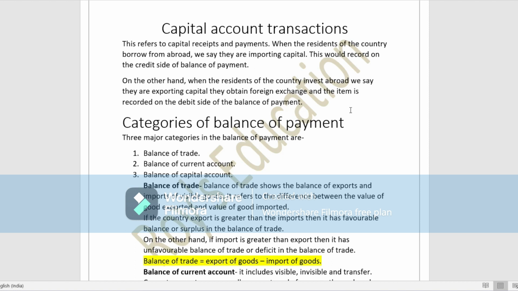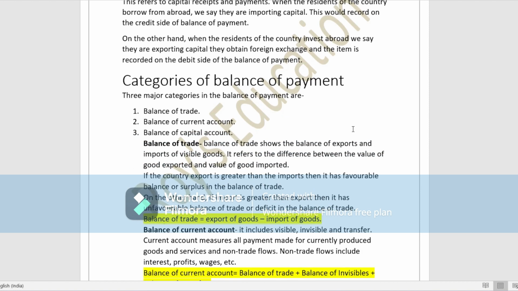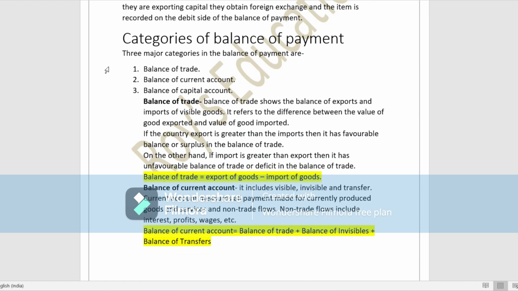Okay, next we'll see the categories of balance of payment. What are the categories in the balance of payment? First we'll see balance of trade. Next we will see the balance of current account. Third we see the balance of capital account. These are the categories in the balance of payment.